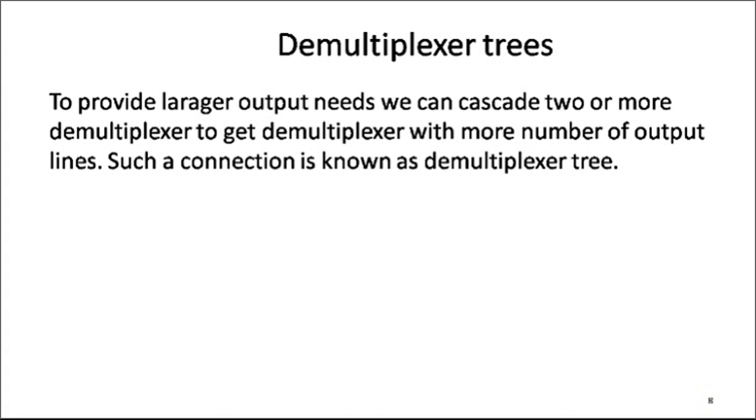We can build up a higher range of demultiplexer. To provide larger output, we require the cascading of two or more demultiplexers to get a demultiplexer with more number of output lines. Such a connection is known as a demultiplexer tree.